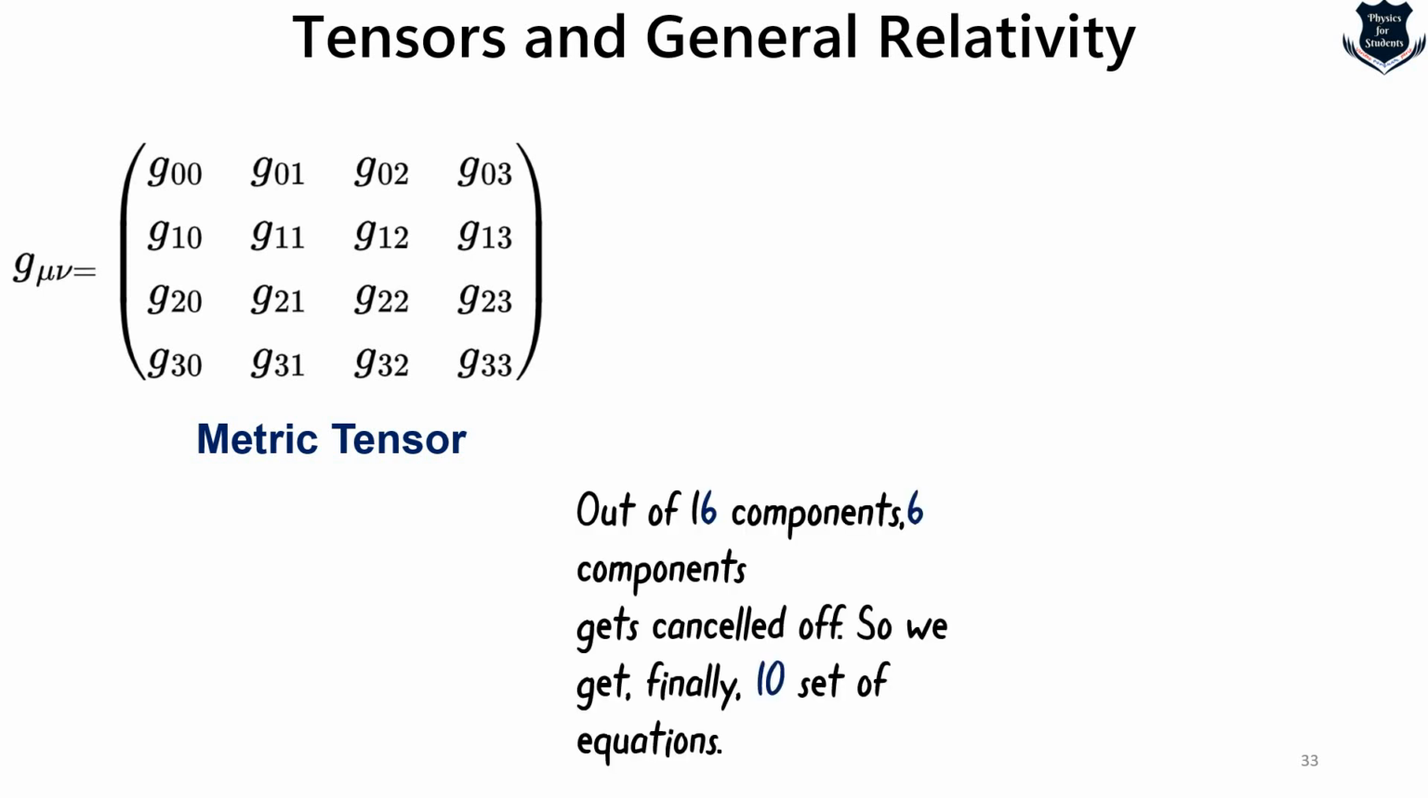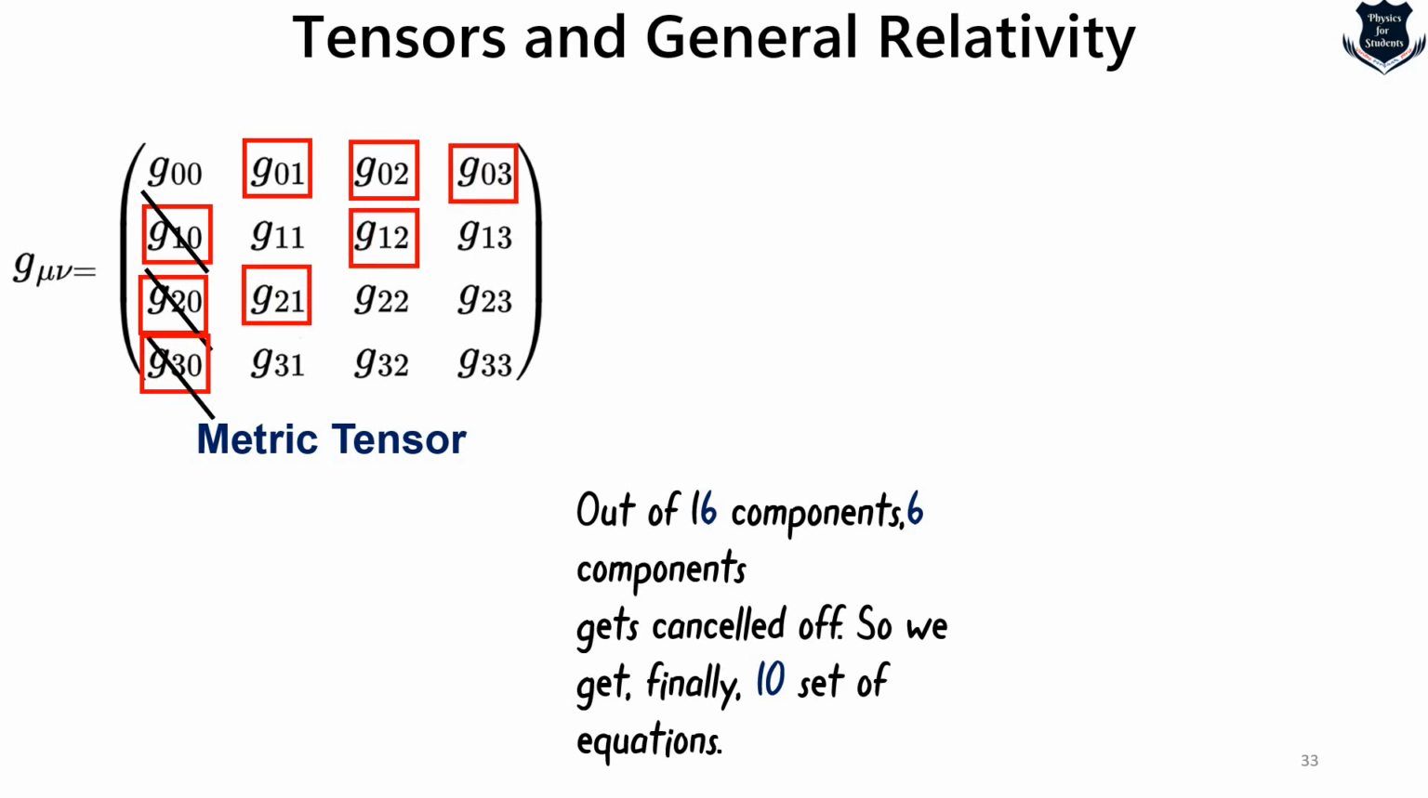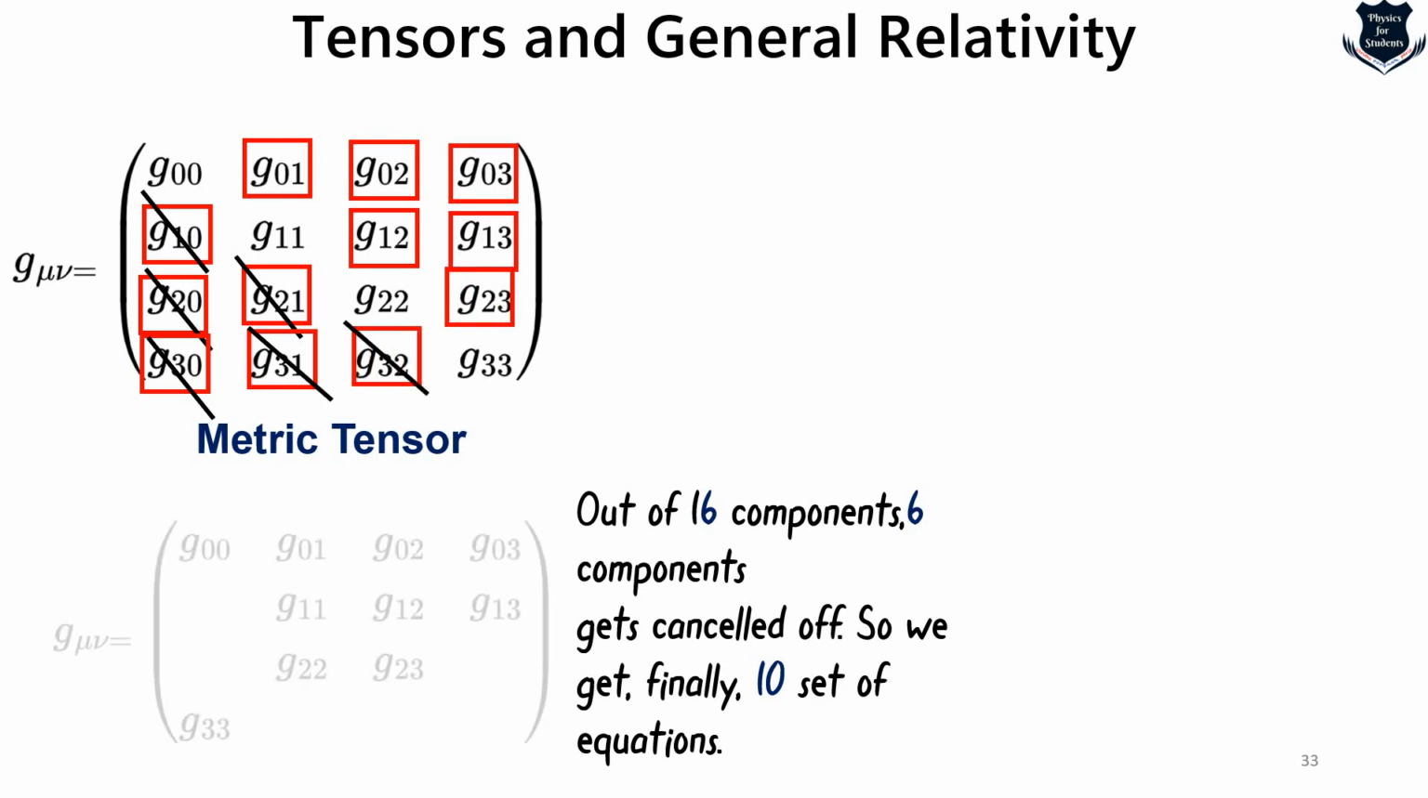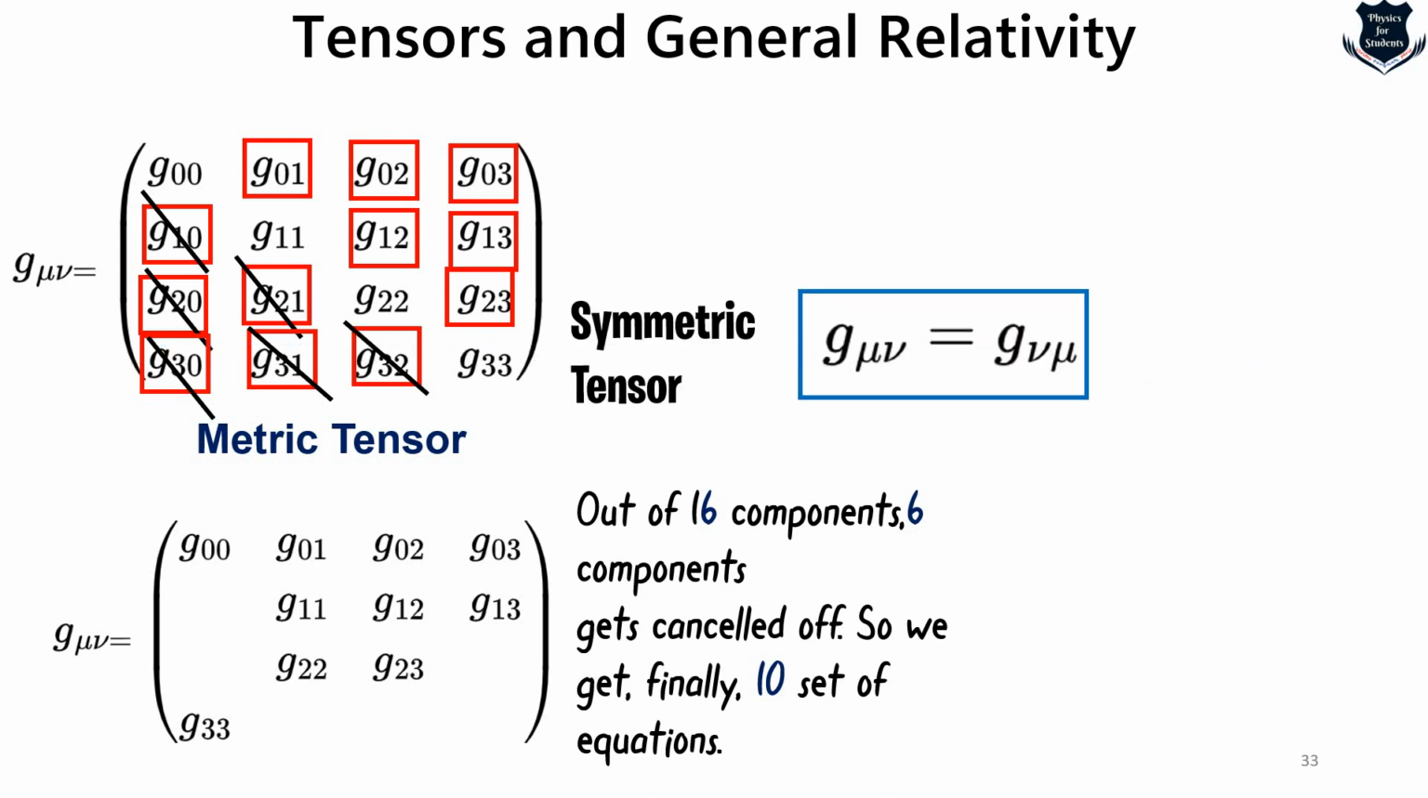But what is important is that out of those 4 plus 4 plus 4 plus 4, 16 components, 6 components get cancelled out, and I'm going to show what those components are. So we finally get 10 components. G10 and G01 get cancelled out, G02 and G20 get cancelled out, G03 and G30 get cancelled out, and so on. Once they get cancelled out, what remains are only the 10 components: 1, 2, 3, 4, 5, 6, 7, 8, 9 and 10. So we are not studying 16, we are studying 10 components.